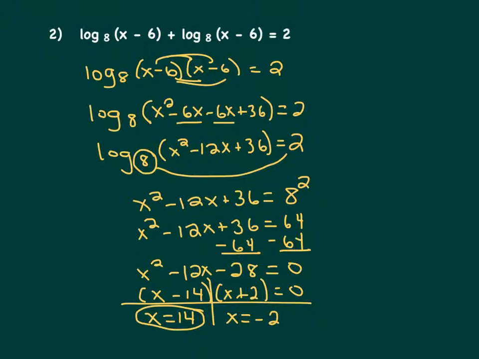Now, if we take a look at the negative 2, if you take this negative 2 and substitute it back in here, negative 2 minus 6 is negative 8. You can't have log of a negative number. So this value we're going to have to cross off. I'm just going to write it out so we can visually see it. You cannot have negative logs. Okay.